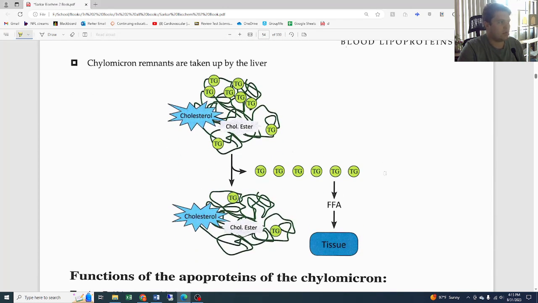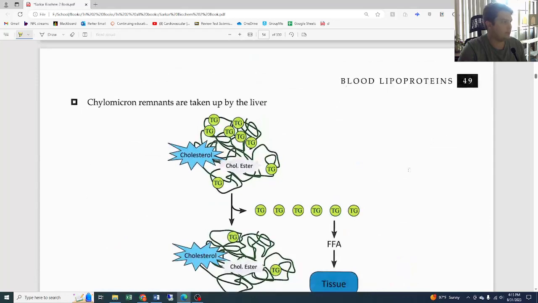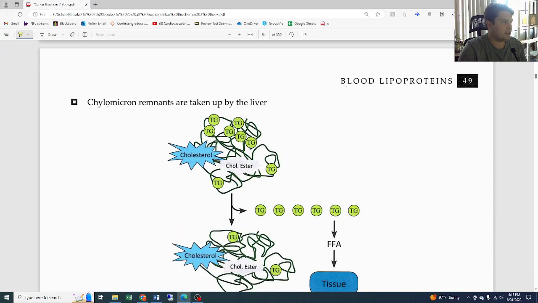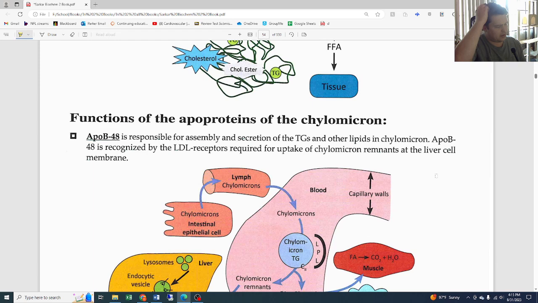The chylomicron remnants are taken up by the liver. So that's how we go from chylomicron to chylomicron remnants, and then the remnants are taken up by the liver to be either broken down or repurposed and reused, putting everything back together, because the body is going to be very efficient in what it is trying to do.